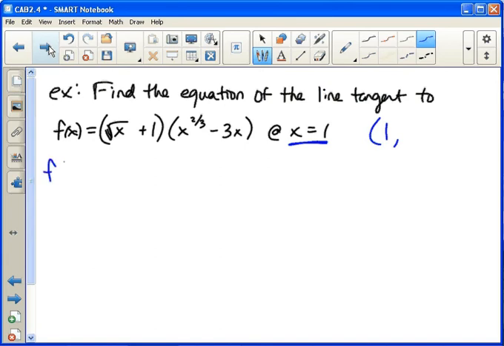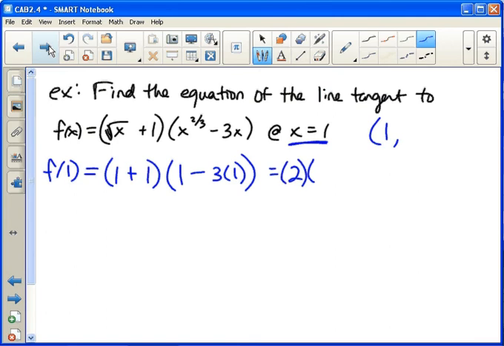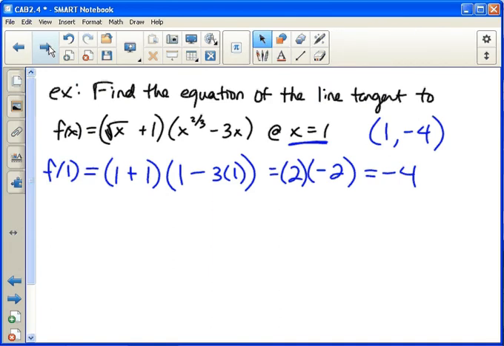Square root of 1 is 1. 1 to the 2/3 is 1, and 3 times 1 is 3. So I get 2 times negative 2, and I get negative 4 for my y value. So my ordered pair, or my point, is (1, negative 4). Now the next thing I need to do is find my slope. And in calculus, if you're finding slope, you need to use a derivative.